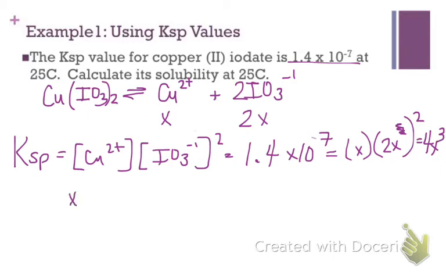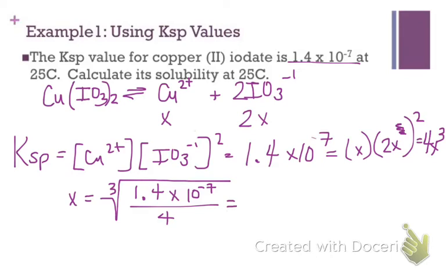So if we want to figure out x, I'm going to save a few steps from last time. We are going to do the cube root of 1.4 times 10 to the negative 7th divided by 4. And I am confident you guys got 3.3 times 10 to the negative 3rd molarity, or moles per liter. So hopefully you were feeling good about this.